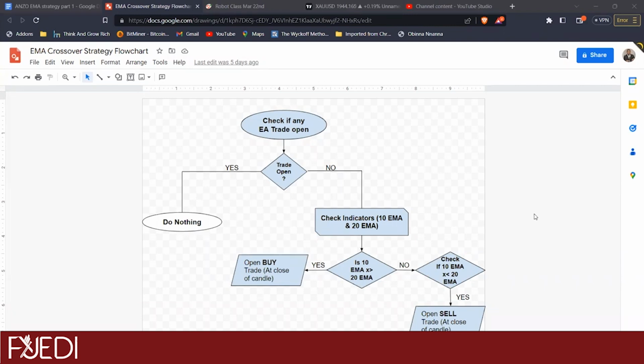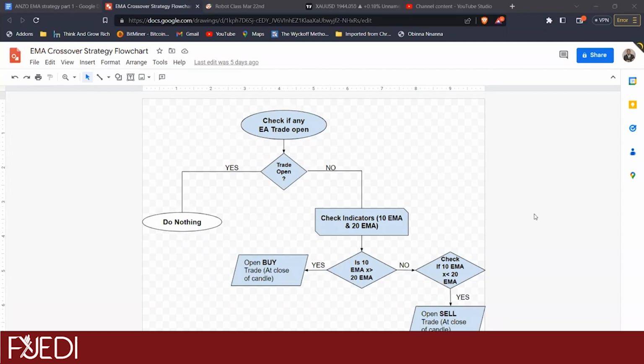Kicking off from where we left off the last time, we actually ended up building our first robot, which we named for the day, I think it was 17th of March, right? And so we're going to take it a step further and try and optimize that EA.